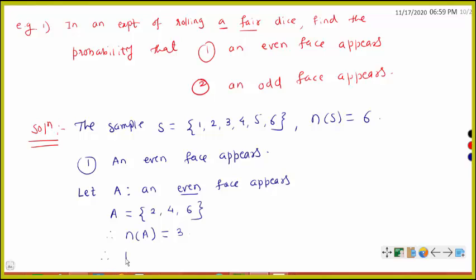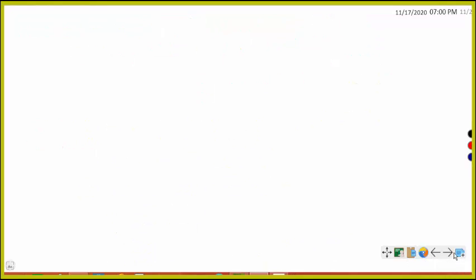Therefore, what is the probability of the event A? It is defined as the number of sample points in A divided by the number of sample points in S. The number of sample points in A is 3 and in S is 6, so this is equal to 3 by 6, which is 1 by 2, that is 0.5. In this way we can find the probability of the given event.